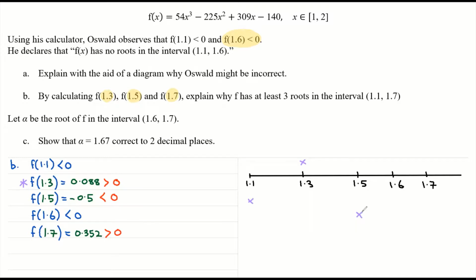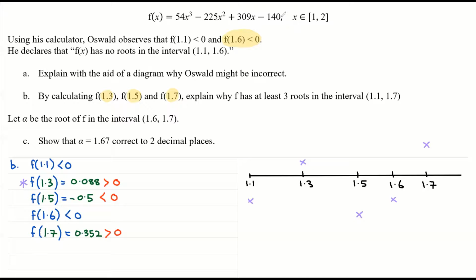f of 1.6, we don't know much about it other than it's negative, so I'll put it somewhere here. And then f of 1.7 is positive. And again, we don't know how positive. So according to the theorem, we know f is continuous across this whole interval. So the first condition is met. The second condition is also met in this first instance.